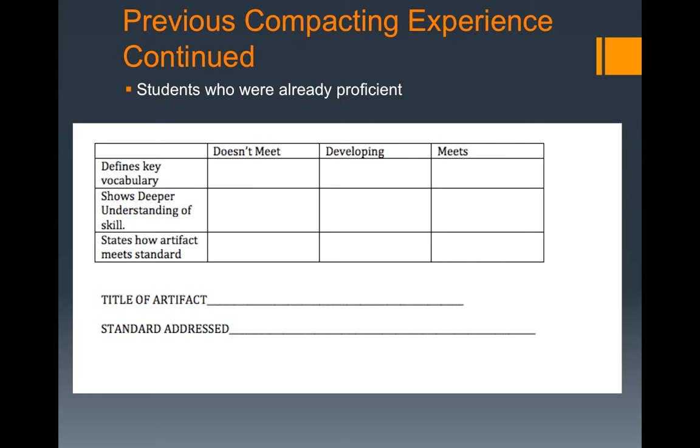And then at the end of the unit, each student would have a portfolio. The portfolio would contain the worksheets or graphic organizers that we used in class for the skills that they weren't proficient on, along with their artifacts, and that would put together the whole unit for them. So each student's portfolio was different.